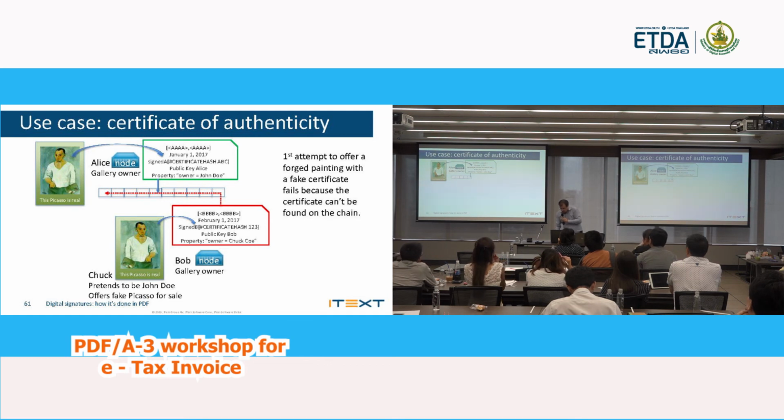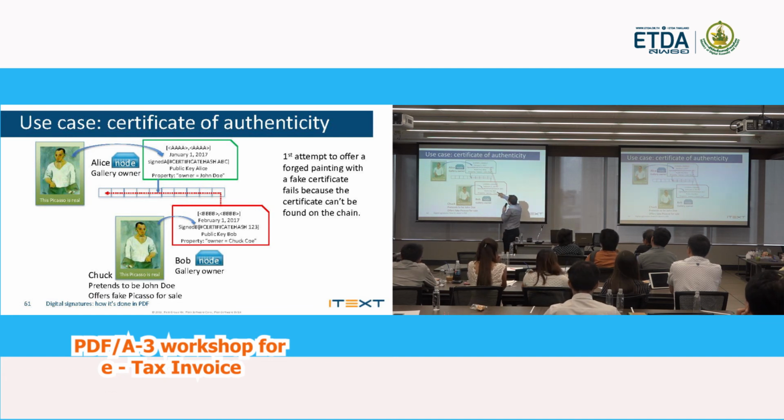So the first attempt to offer a forged painting with a fake certificate fails because the certificate can't be found on the chain. Then Chuck runs away and he says, I'm going to be a little bit smarter and I'm going to again offer a fake Picasso, but I'm going to look on the blockchain and I'm going to use an ID that exists. And now, one of the reasons why we only store a hash is that with the hash nobody knows that it's a Picasso. So here Chuck was really in luck. He guessed that the Picasso had this ID, but usually people don't want you to know what they own. So with the hash, it's really improbable that this happened.